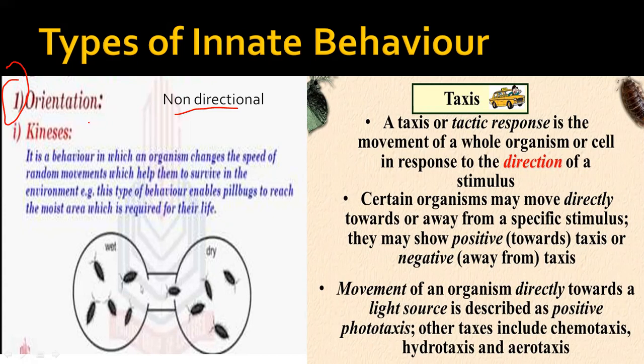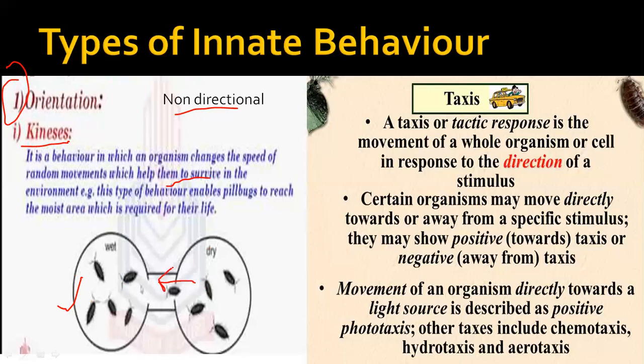Orientation behavior is towards a specific direction. But kinesis is non-directional, meaning there is no specific direction. In kinesis, the organism changes the speed of random movement, which helps it to survive in the environment. We can take the example of pill bugs. They move from a dry to a wet place.